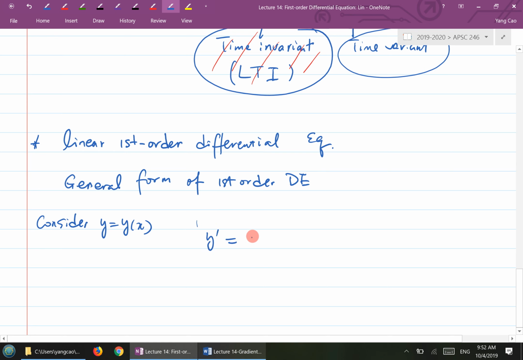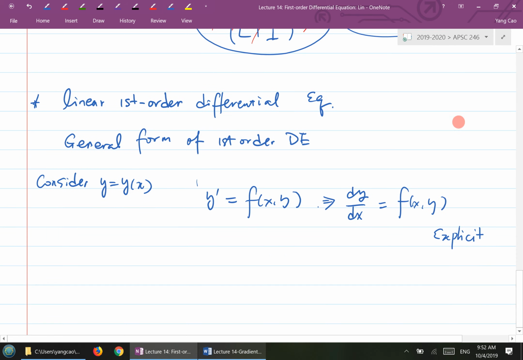So y prime equal to a function of x, y. Okay, so y prime is dy over dx. That's first order, and it equals a certain combination of x and y put together, and we call that function f. And this one, we call explicit. So explicitly you have the expression for this dy over dx. Now sometimes you can also have a format like this, where everything is mixed together. So x, y, y prime are mixed together, equal to 0. So you don't have an explicit expression for y prime. This one here, we call implicit. Most of the time it will be the explicit.